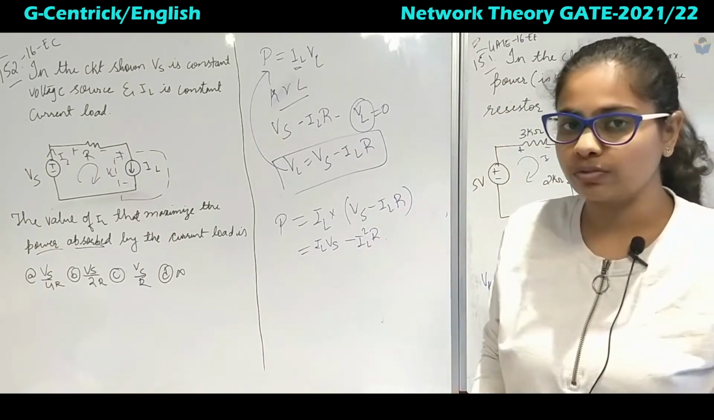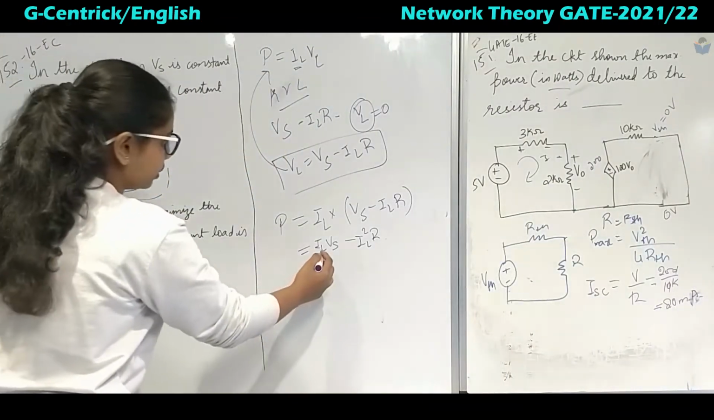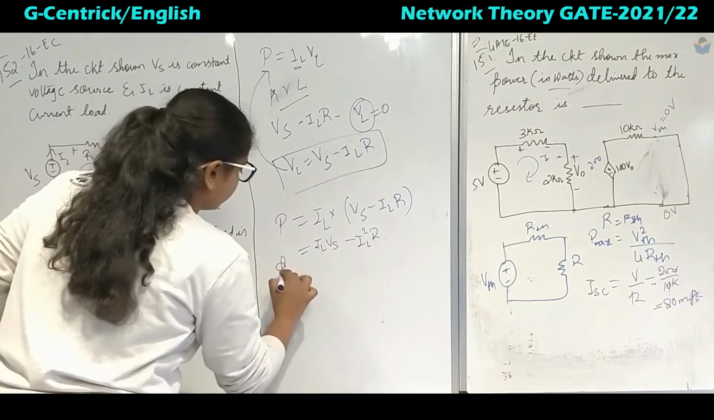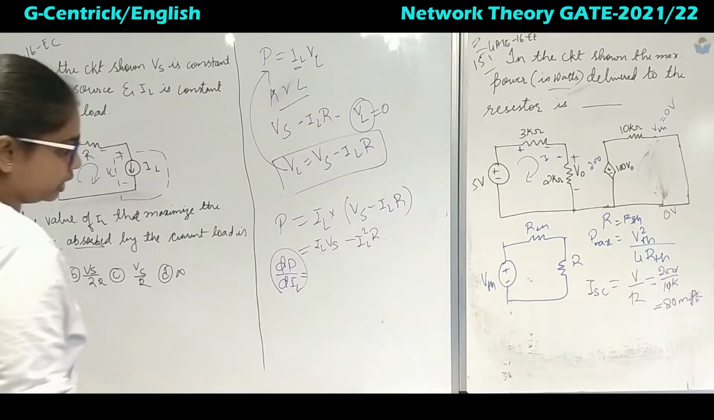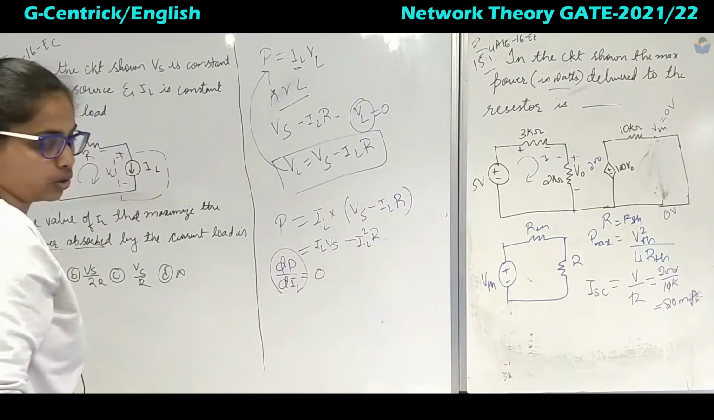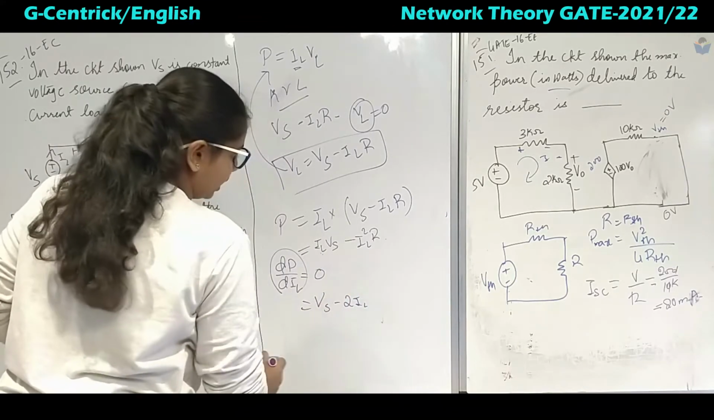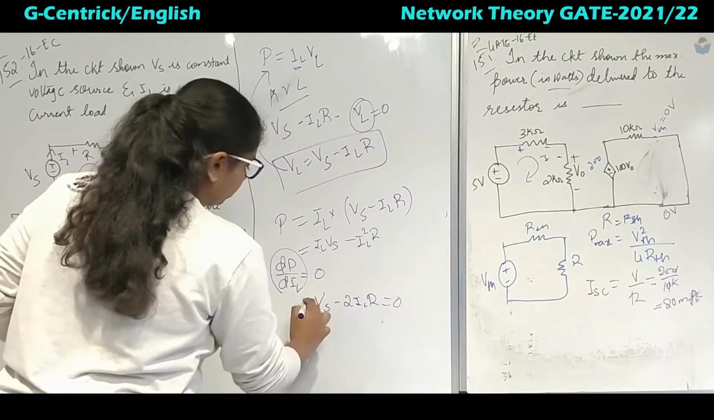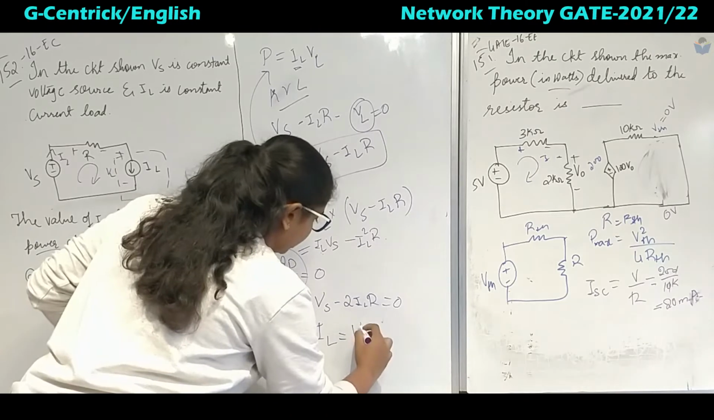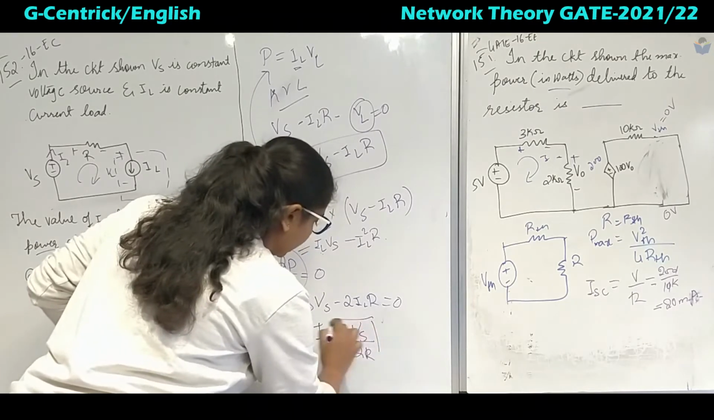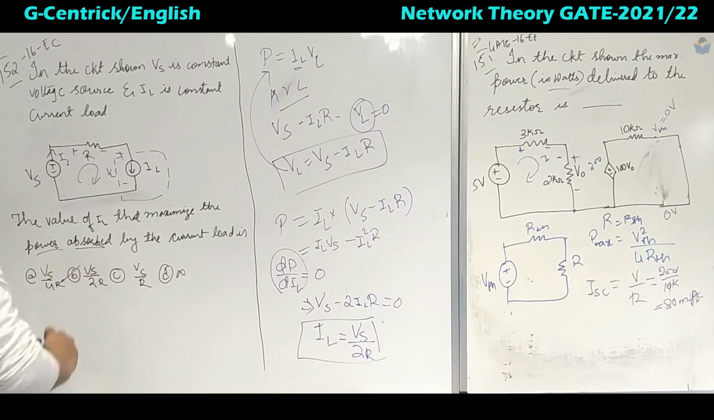Next, what is the condition for the maximum? We have to differentiate with respect to the variable through which we want the current, that is dP divided by dIL. We want power across IL, right? So we differentiate and equate it to 0. We will get Vs minus 2 times IL into R equal to 0. So we want IL: taking Vs, IL is equal to Vs divided by 2R. So our correct option is B.